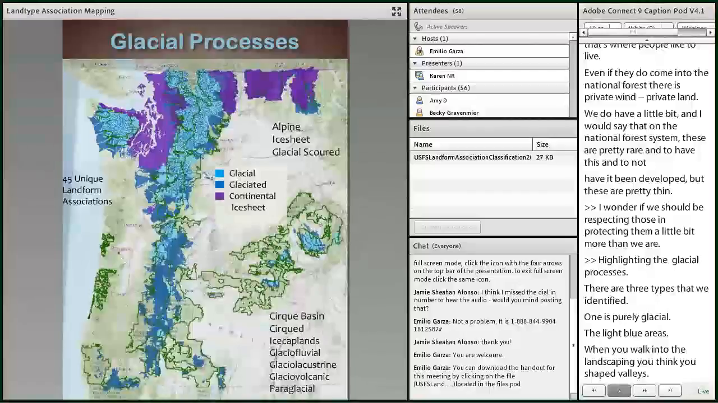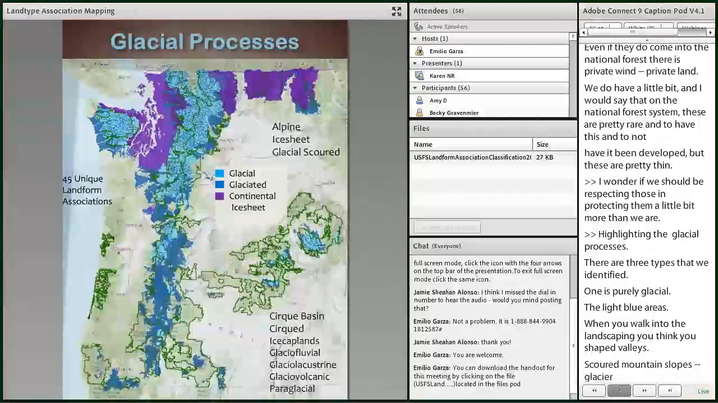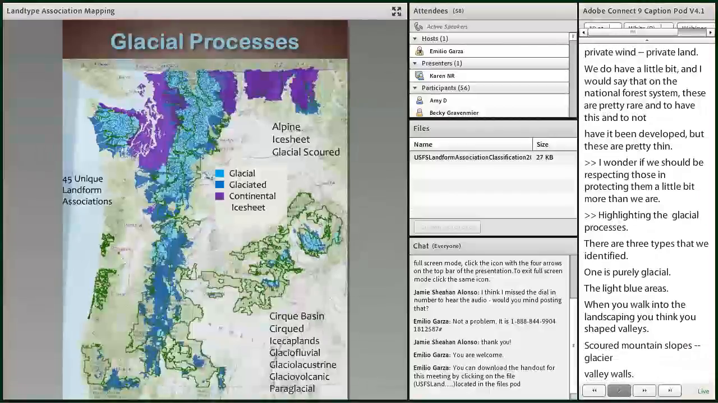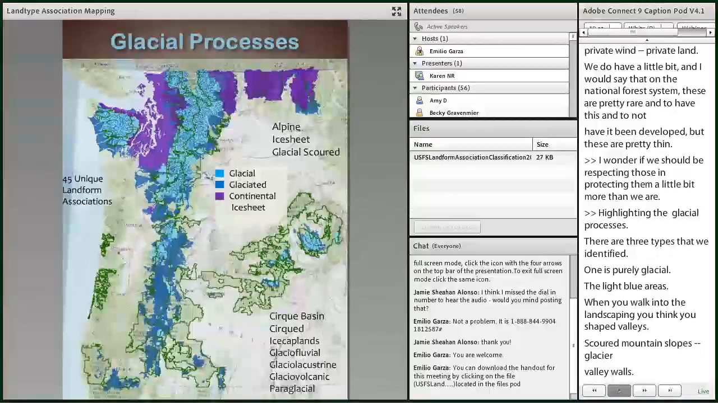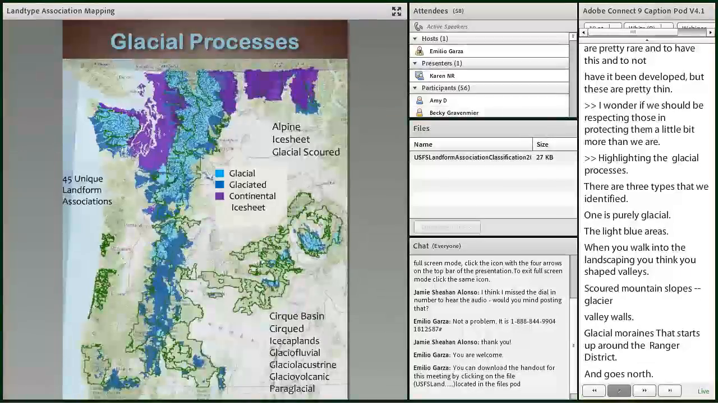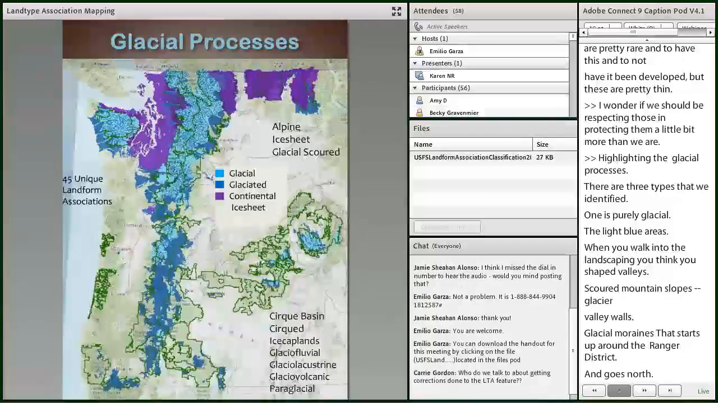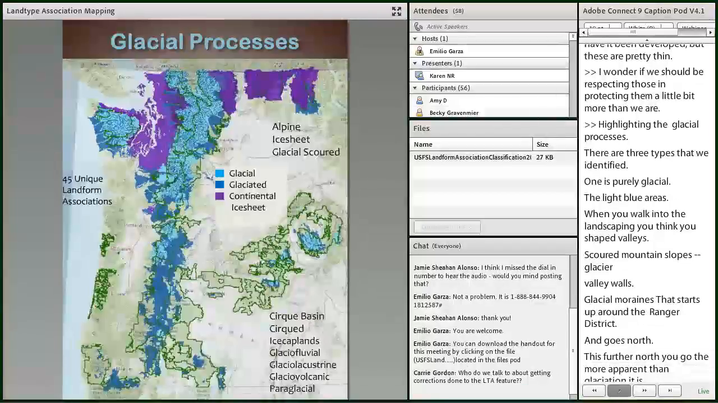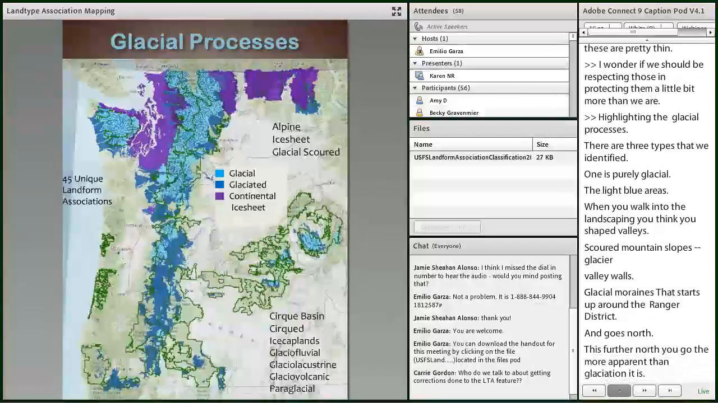That starts right up around Detroit Ranger District on the Willamette and goes north. And the farther north you go, the more apparent the glaciation is, and there are even lots of active glaciers in that area. As a matter of fact, the Forest Service has most of the remaining glaciers in the American West, and Mount Baker and Okanagan have the most in the region. This dark blue area are things that have been glaciated in the past.